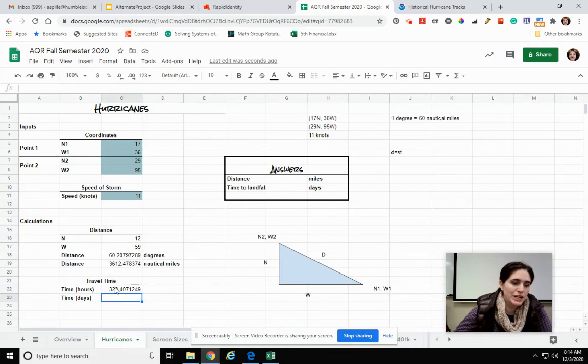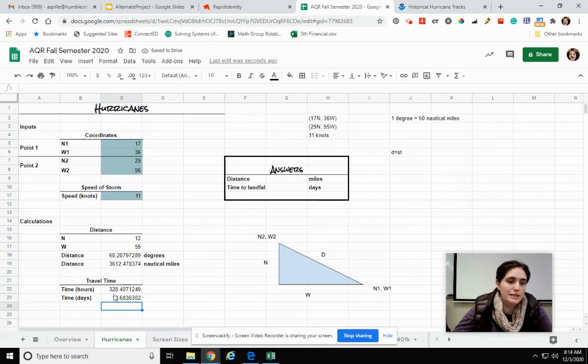And then I want to change this to days instead, because 328 hours doesn't really make much sense to me. I'd have to sit and think about it for a minute. But really, I want to know how long I have to get my house ready, or if I'm going to evacuate, I want to know how long I have until I need to leave. So I want to convert this to days. And luckily, we have a conversion, right? There are 24 hours in a day. So I go equals this divided by 24. So it's 13.7 days away.